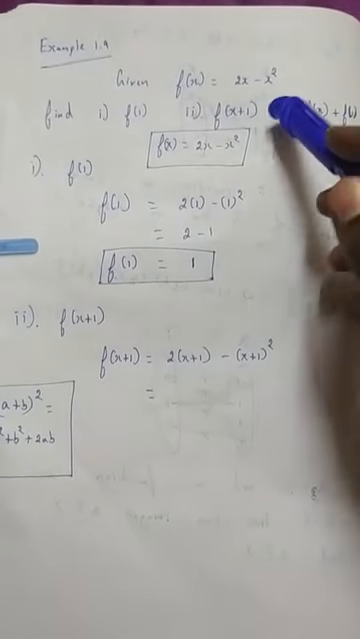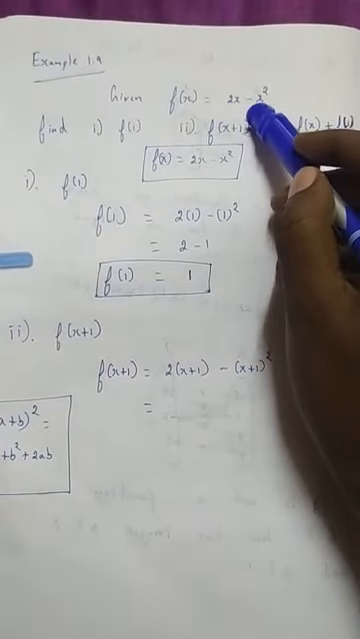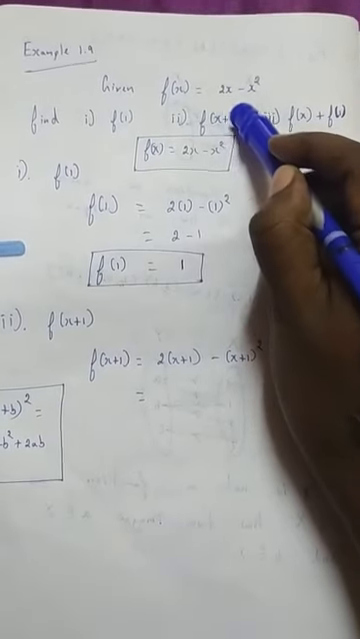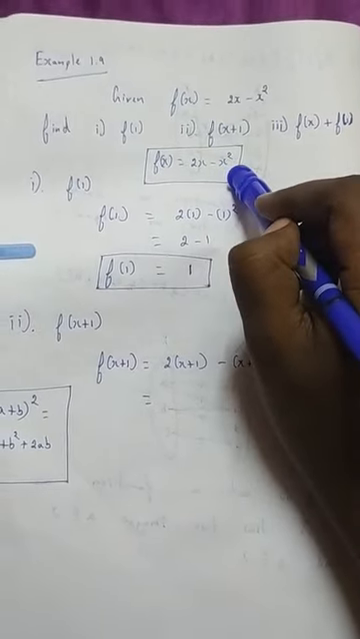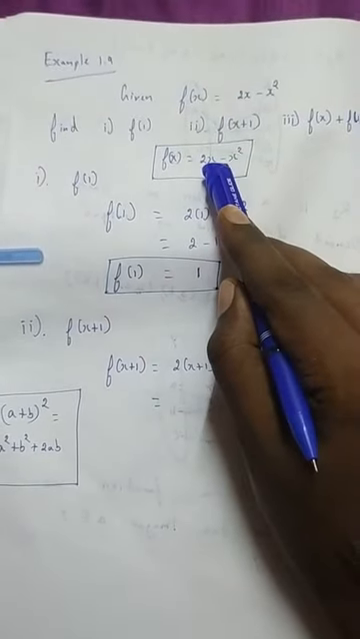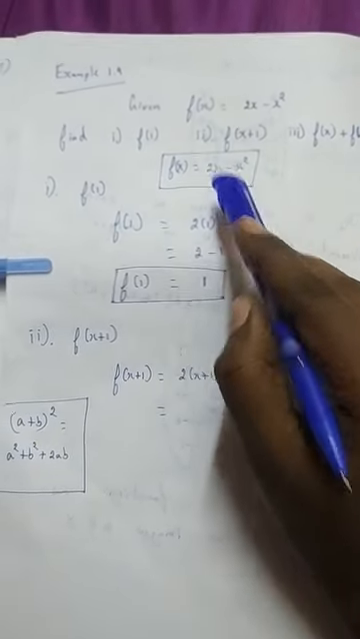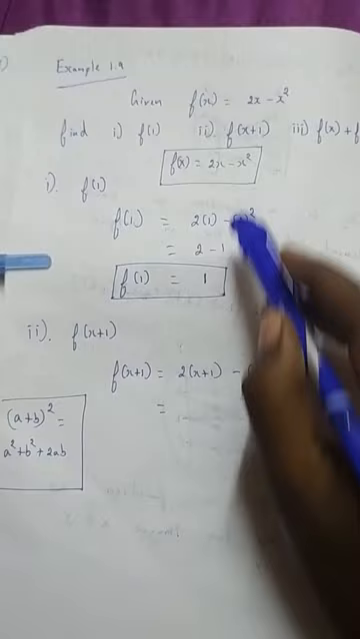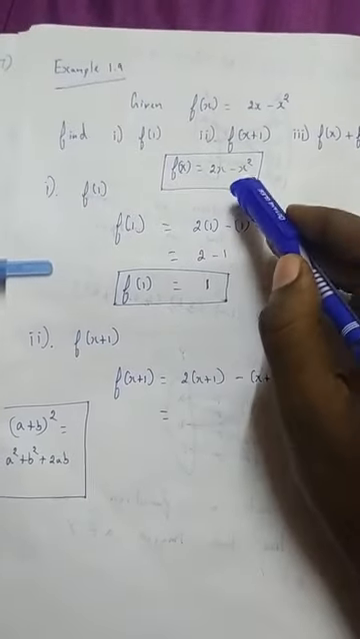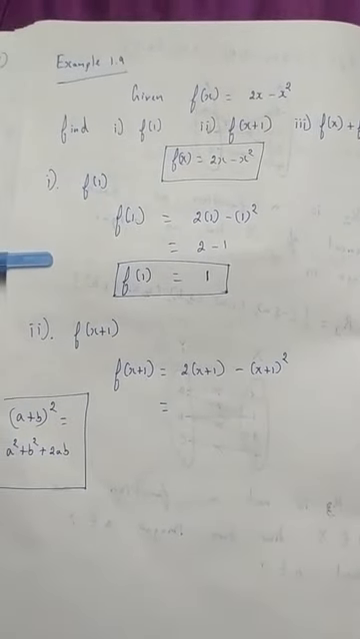Now the next one. Next one is f of x plus 1. So what is inside the bracket? X plus 1, which means I have to substitute x plus 1 in the place of x here. So let's substitute. Here we have 2x. So in the place of x, what do I substitute? X plus 1. So 2 into x plus 1. Again minus, it is given in the question, x square. So in the place of x, I substitute x plus 1. Therefore, x plus 1 square.